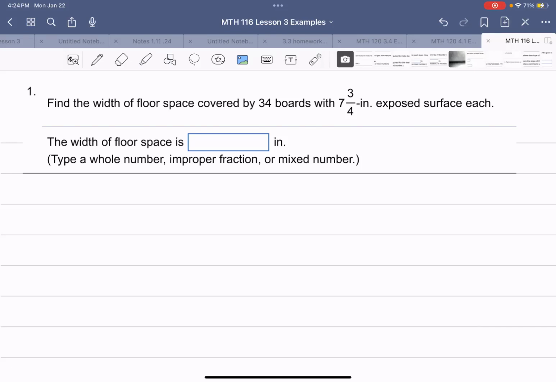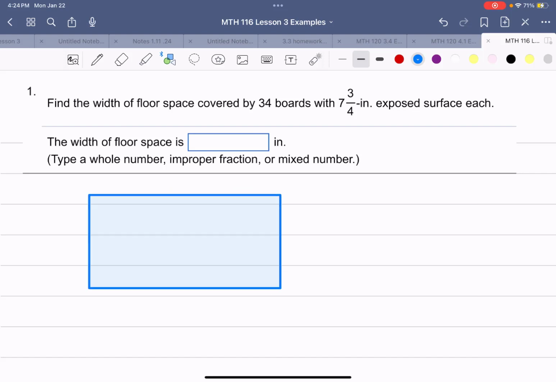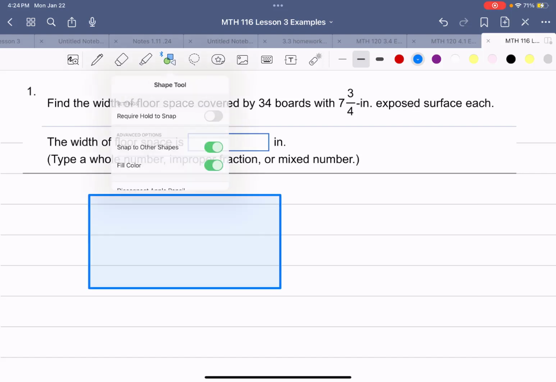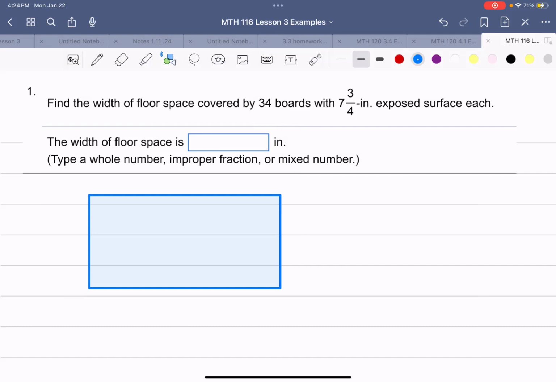Example number 1. Find the width of floor space covered by 34 boards with 7 3/4 inch exposed surface each. So anytime you solve a problem and you're not sure what you're supposed to do, one thing you might do is just draw a sketch and see if you can figure out what's going on.